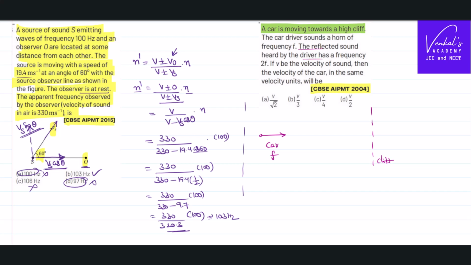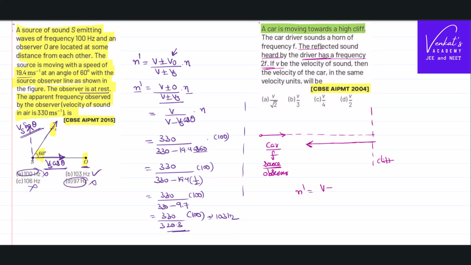The reflected sound heard by the driver has a frequency 2F. So what's happening is this sound goes towards the cliff and is then reflected back. And who is hearing it? The driver himself is hearing it. That means the car driver himself is the source and the observer. But the source that he hears is the reflected sound from the cliff. The driver has heard a frequency that is not the original frequency, so it's an apparent frequency.